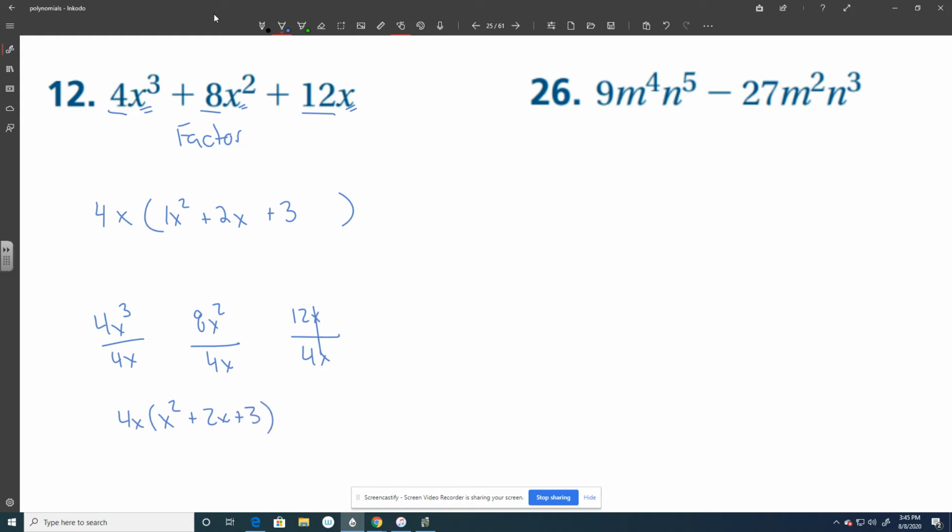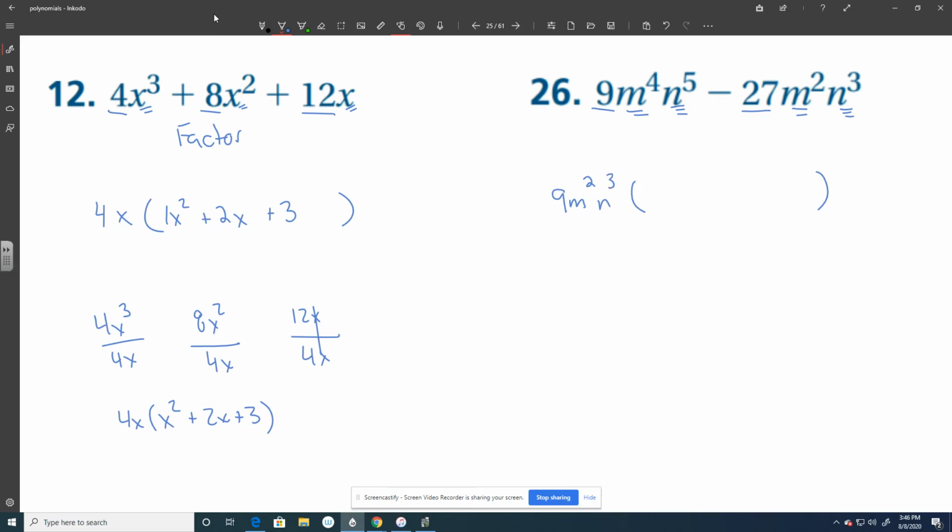Okay. Example 26. 9m to the 4th, n to the 5th, minus 27m squared, n cubed. So again, I want to factor. So I'm looking for what am I going to be able to pull out? And this one's a little bit messier because there's numbers and there's 2 different variables. So look at 9 and 27 first. I can pull a 9 from both of those. And now let's look at the m's. M to the 4th, m squared. So the most m's I'm going to be able to pull out is m squared. And then n to the 5th and n to the 3rd, that means I'm going to be able to pull out at most 3 n's.